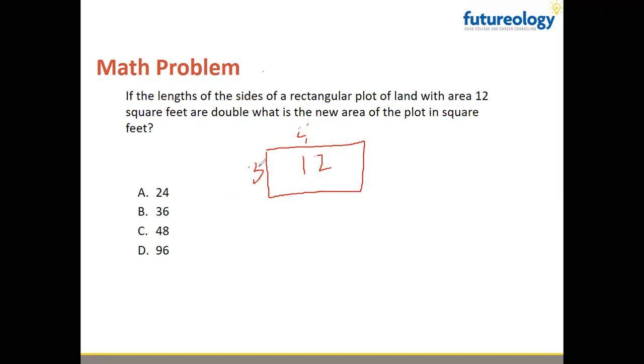Now, they're doubled. So now I got to draw a bigger plot because we're going to double it. So now if I double, what is the new area? So if I go from 3, I double that, that becomes 6, and that becomes 8, right? What's my new area? Area is length times width, that's 48. There's my answer. So it's not back solving. I mean, you can back solve this one and plug it in and try it, but it's easier to solve it from the front end by just plugging in our own numbers to do it. So again, just another type like that.